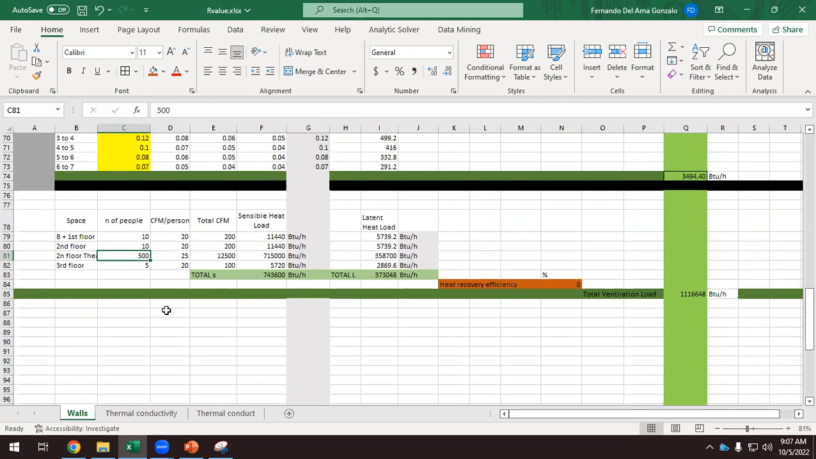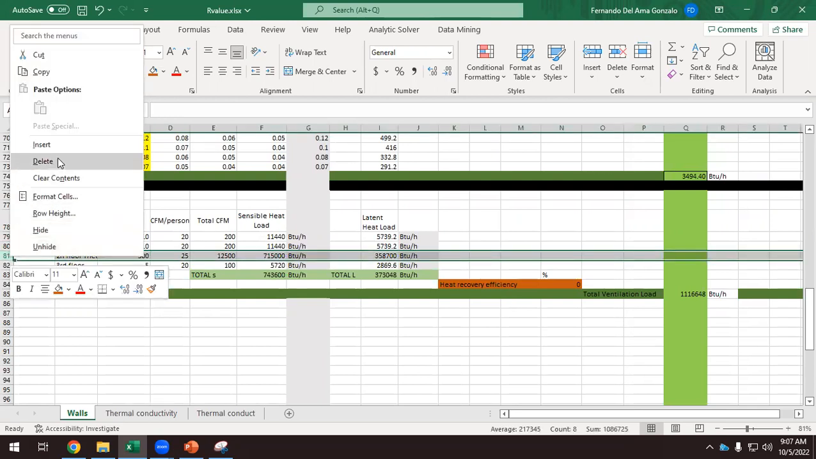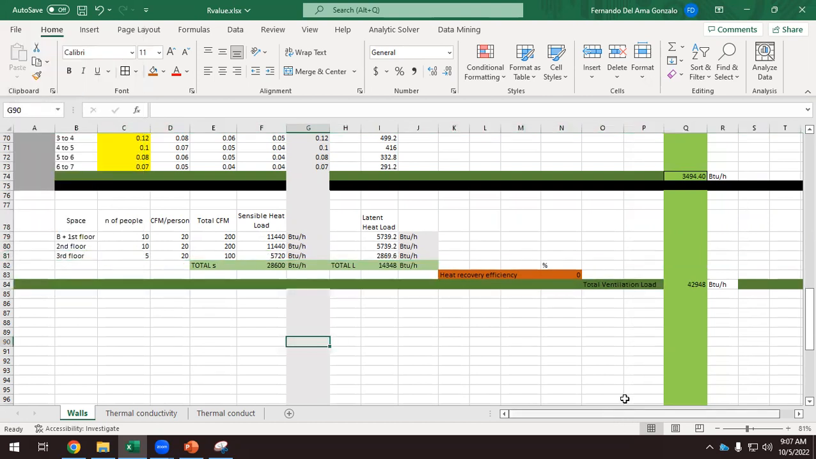In residential buildings, we don't have 500 people here. Okay, so we can delete this. And well, without the heat recovery, this is the highest number. If we have a 50% efficient heat recovery, which is something quite easy, we reduce this by half, and now windows and ventilation loads are balanced.